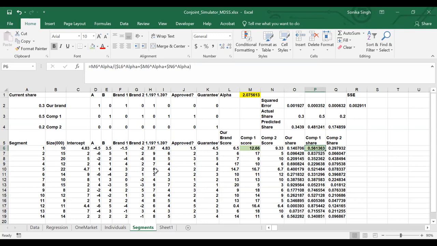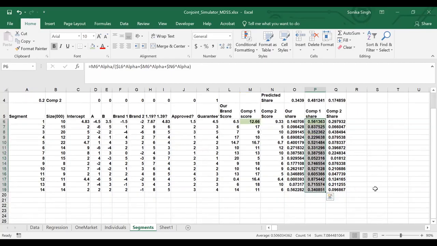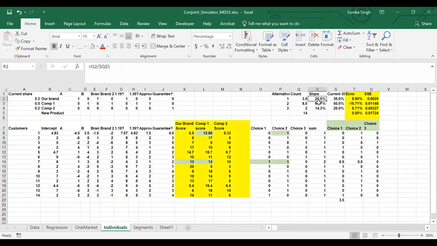So you are simply converting, for each of the market segments, into shares, and then you add those total shares for our brand. So that is the predicted share for our brand. This is the predicted share for brand B. That is, you add up all of these shares across all of the segments. If you have different segments, you can do an analysis for different segments. If you have different individuals, you can do a similar analysis for different individuals.